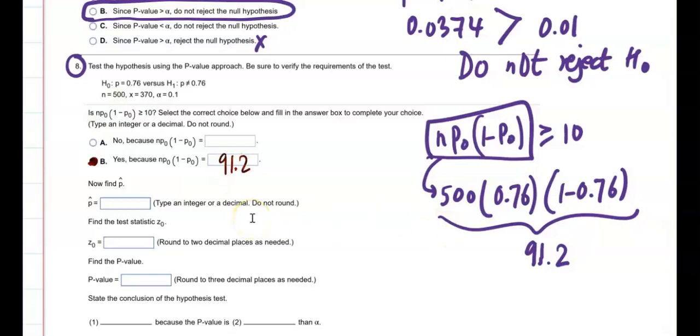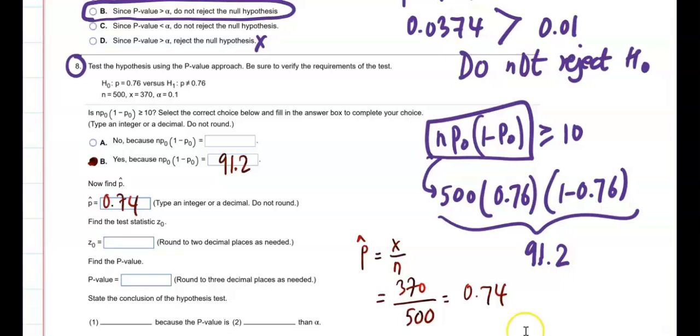Now, what's the p-hat? Again, p-hat, you can find from the calculator, or you can use the formula x over n as p-hat. X value here is 370 divided by n, which is 500. If you divide 370 by 500, you get 0.74 as a p-hat. But you can find this p-hat, all this, in the calculator.